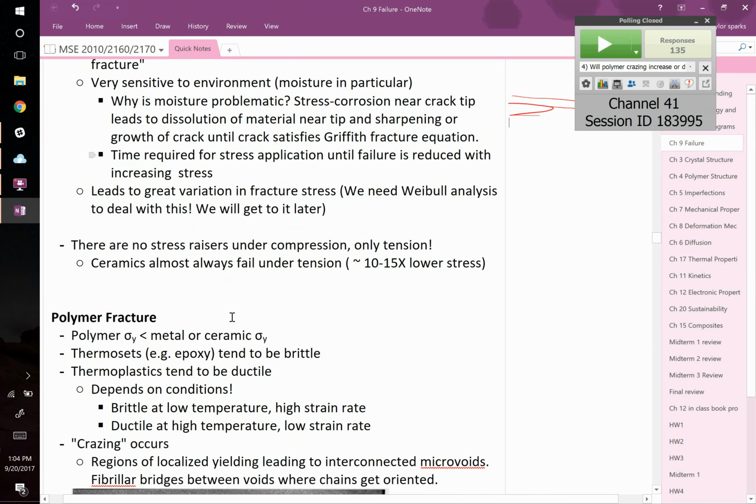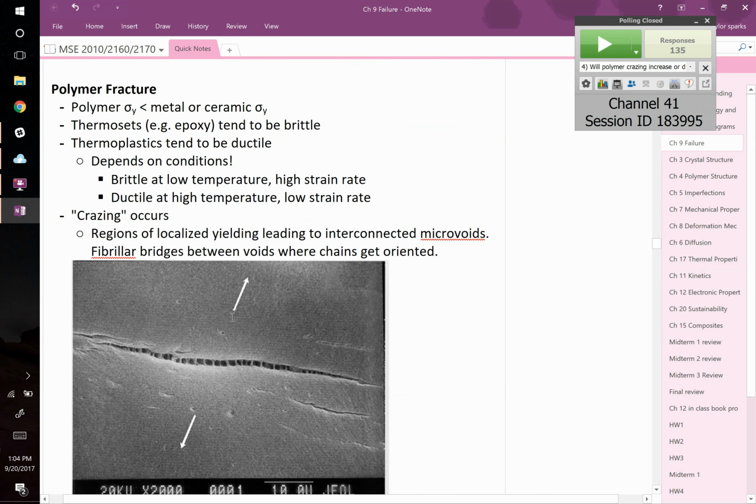All right, let's talk about polymers. When polymers fracture, typically the yield strength, these things are not as strong as metals or ceramics, but they can deform a lot more, right? You have thermosets and thermoplastics. We'll talk about those in a couple chapters. What's the difference? Yeah, question?